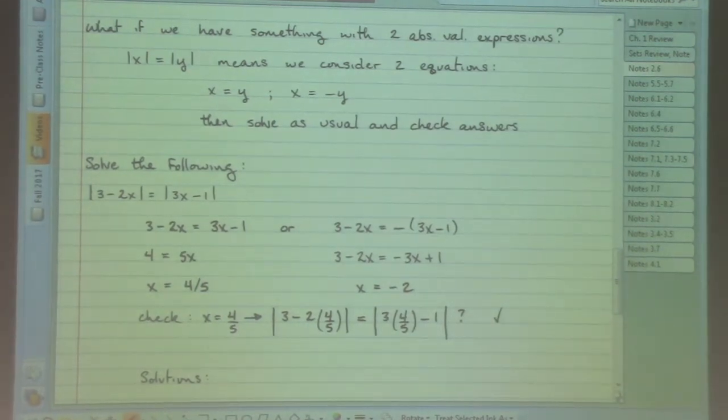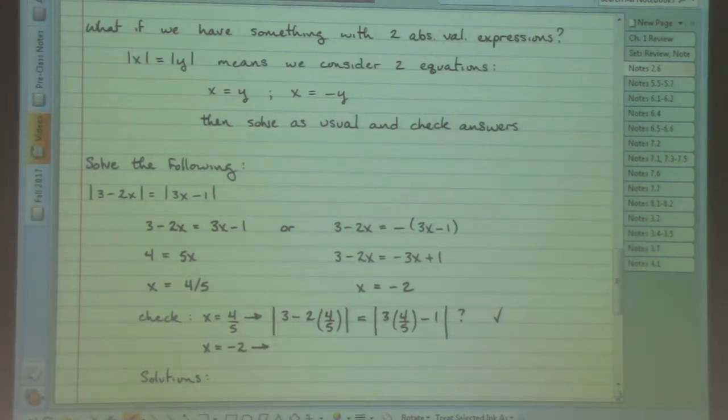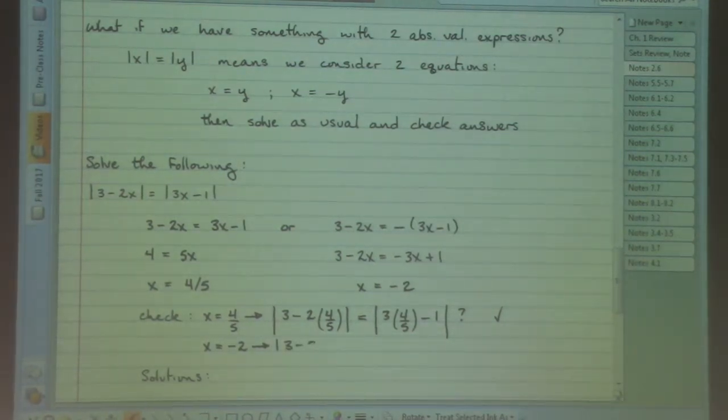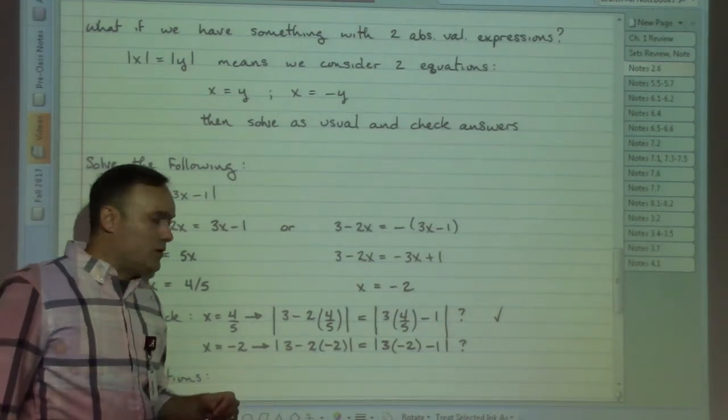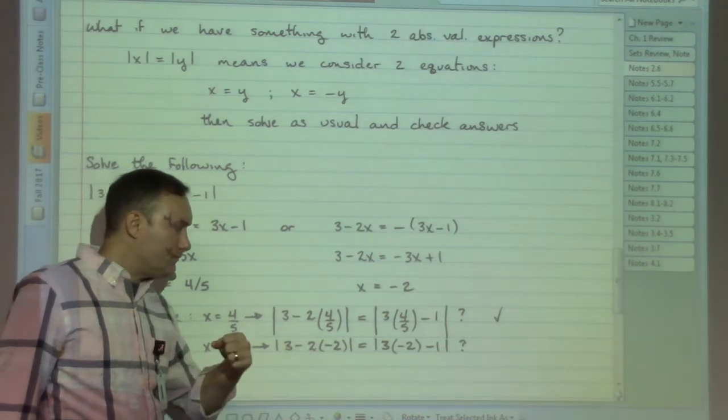Then we would also want to check the second possible answer, x equals negative 2, and see how things played out there, where we would have the absolute value of 3 minus 2 times negative 2 is or is not equal to the absolute value of 3 times negative 2 minus 1. So we've got the negative 2 times negative 2 is positive 4. 3 plus 4 is 7. The absolute value of 7 is 7.